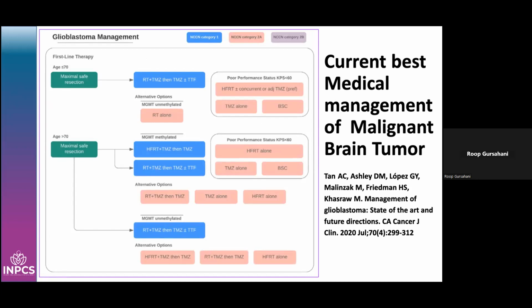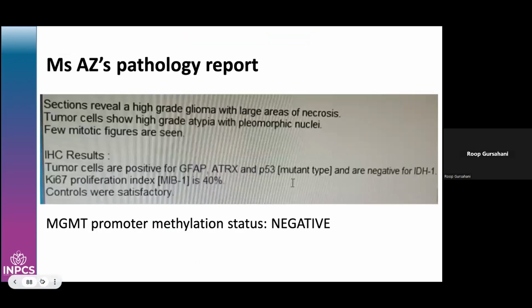And then, depending on the age and depending on what you find on histopathology and immunohistochemistry, you decide about various combinations of radiotherapy, temozolomide, and other drugs. And these decisions really have changed since the advent of immunohistochemistry.